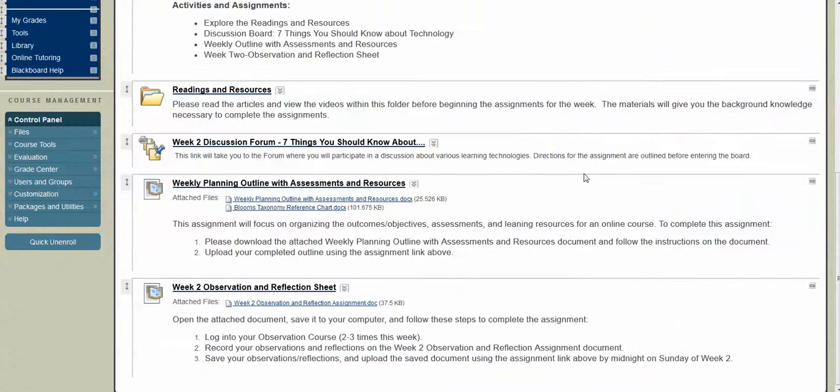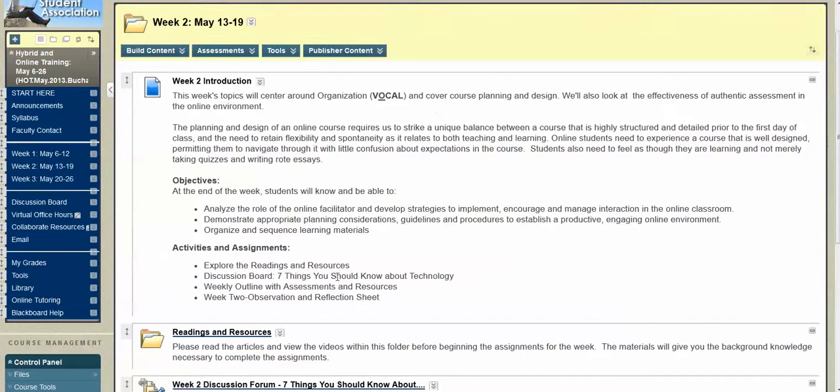And finally, please remember that the weekly discussion board initial post is due by Thursday at midnight. Response post to your fellow participants is due by Sunday at midnight. And the weekly outline and assessments and resources assignment, along with the week 2 observation and reflection sheet, are both due by Sunday at midnight.